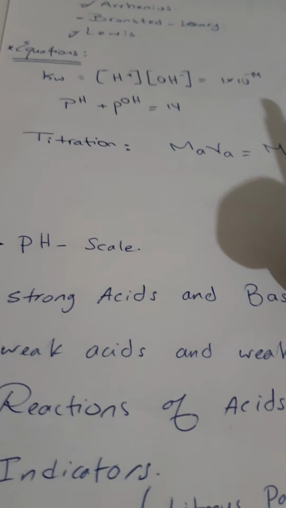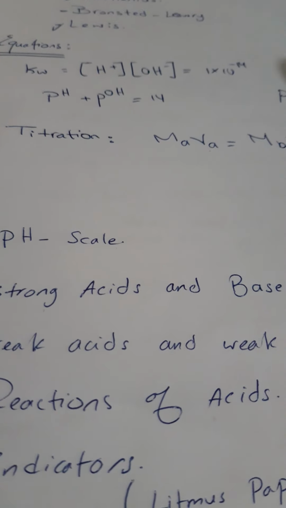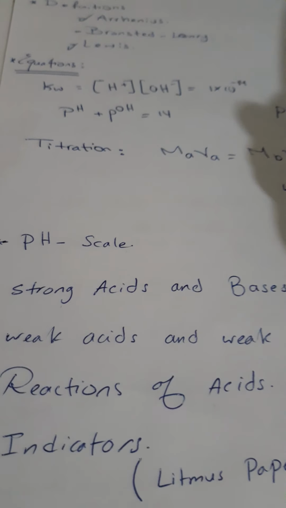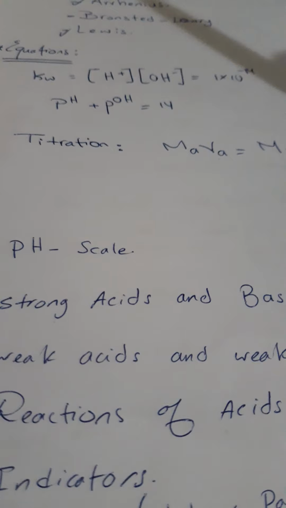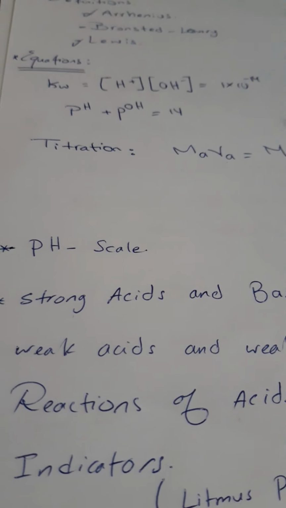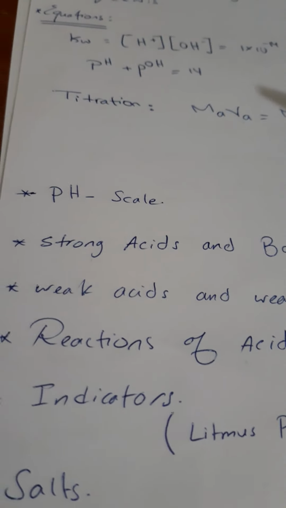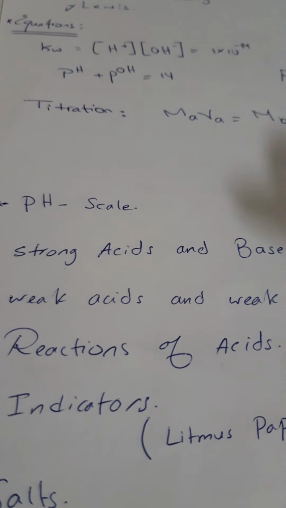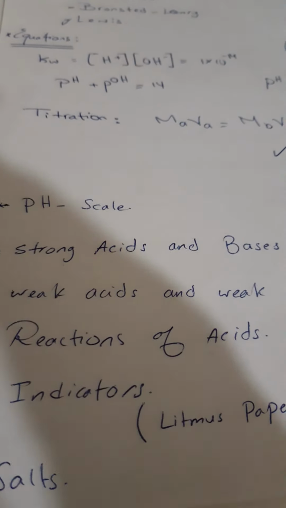We talked about reactions of acids. I gave you 4 reactions: when acid reacts with a base, with an alkali, with a metal carbonate, and with a metal. So you need to know how to write equations and the products of a chemical reaction. Then there are indicators. We talked about indicators in the class of titration. Acid plus base gives salt and water.